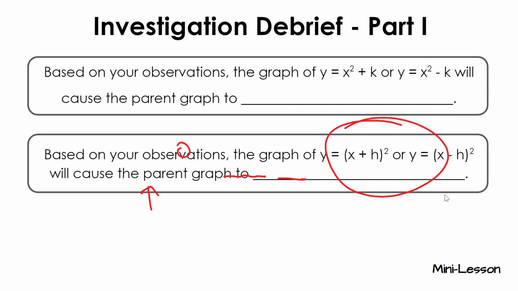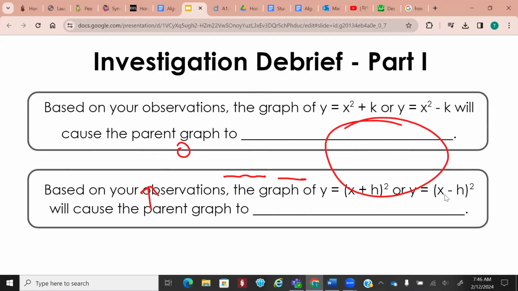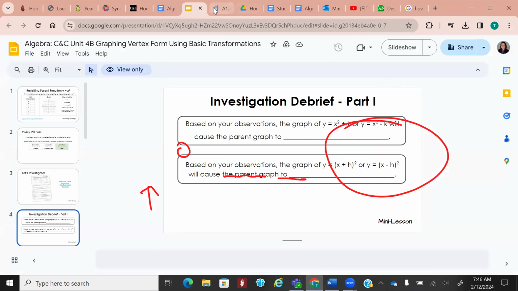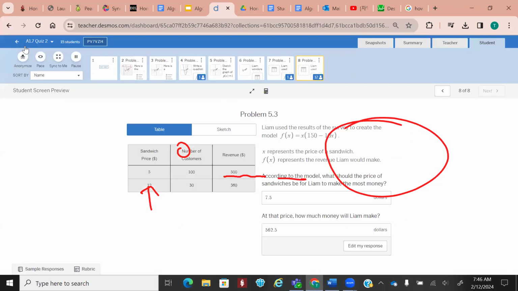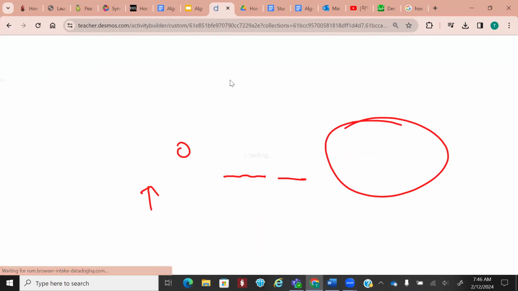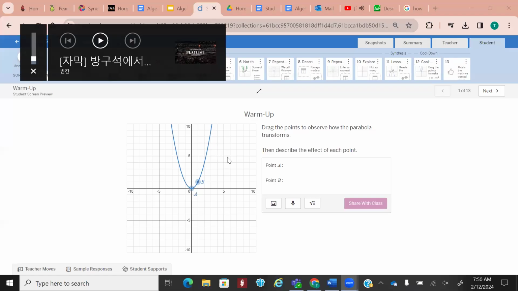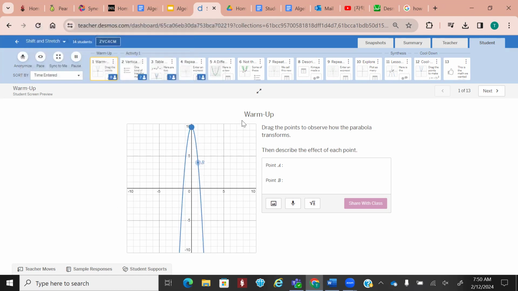While you have that paper open, we're also going to have this Desmos activity open. So go ahead, grab your laptop, go to student.desmos. I'll put the code up on the board in just a second. Drag the points to observe how the parabola transformed. So if we move B, what happened? It gets super skinny, or it gets wider and eventually flips over to negative. If we move A, what happens? Going up and down, right?